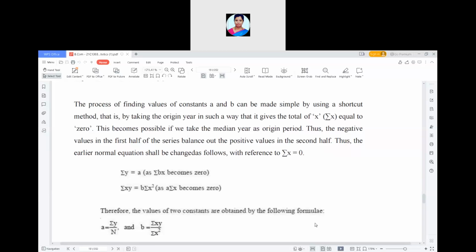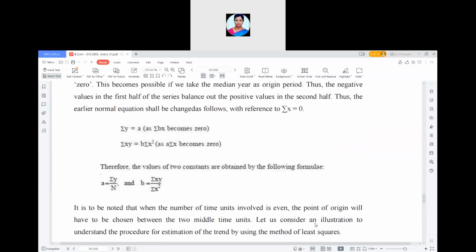What's the formula for finding a and b? The formula for finding a is summation y by n, and b is summation xy by summation x squared. So these are the two formulas we have.